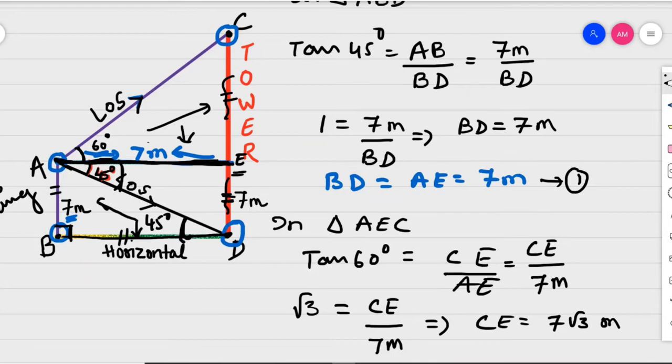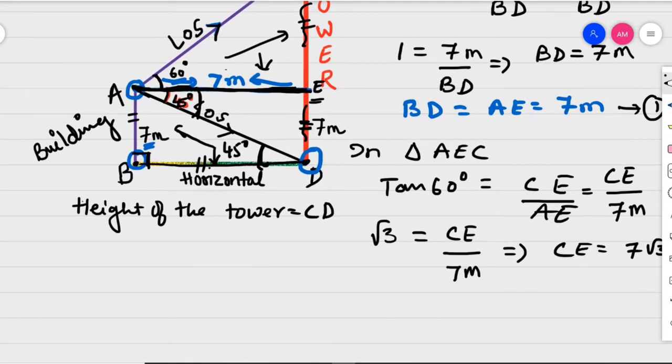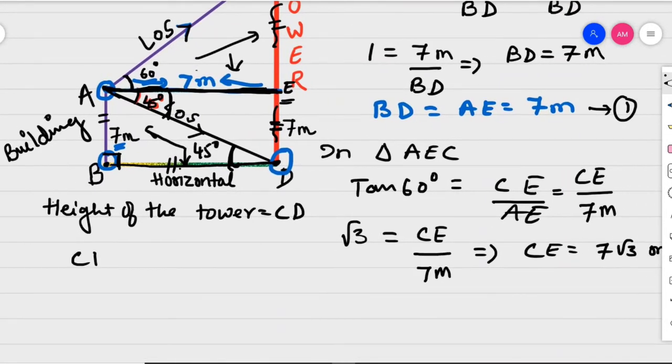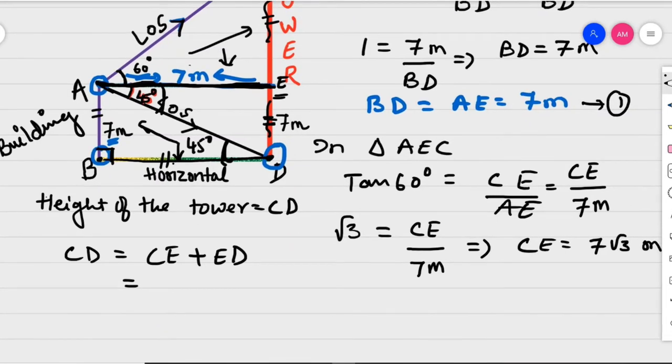So height of the tower is CD. Now CD is equal to how much? CD will be equal to CE plus ED. Now what is your CE? You have just taken out your CE. It is 7 root 3 meters. And what is your ED? ED is 7 meters because CED is parallel to AB.